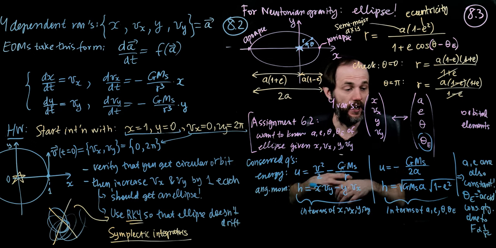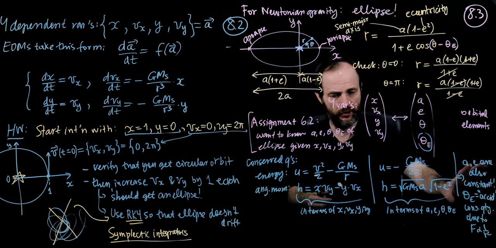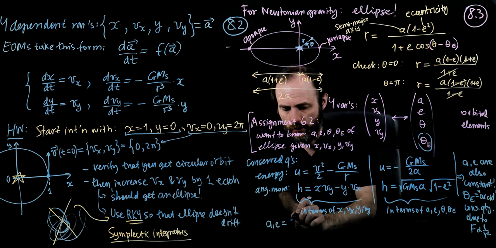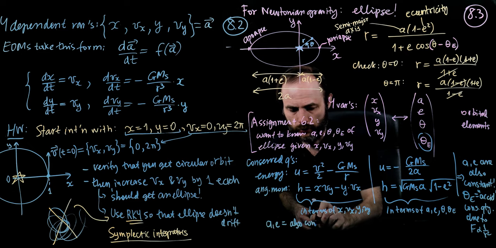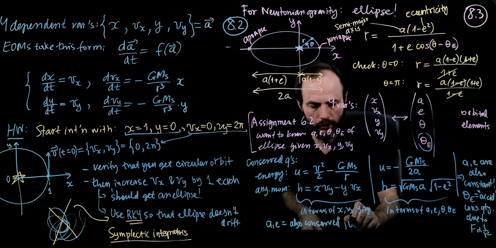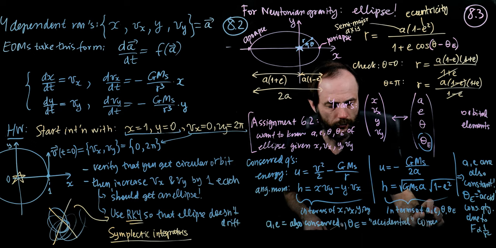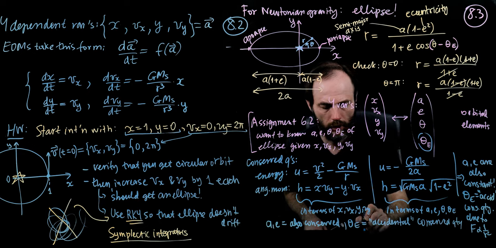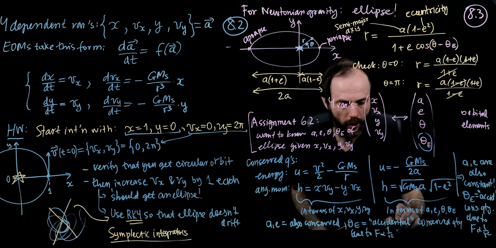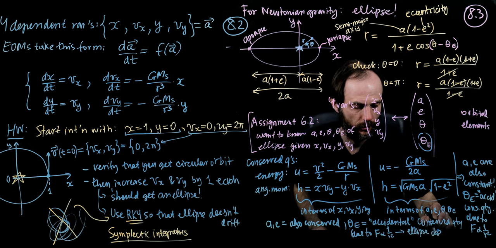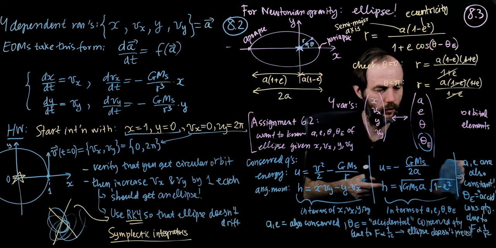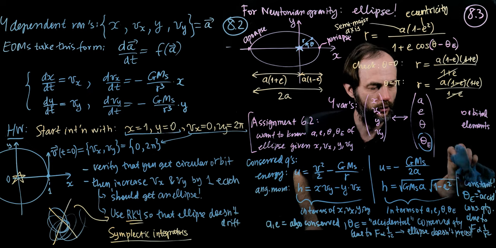So now that we have put it all together, let me maybe move this over here so that it's clear. A and E are also conserved. Theta e is an accidental conserved quantity due to F going as 1 over r squared. It reflects that the ellipse doesn't precess. All right, so I can now take this out so that things are cleaner.